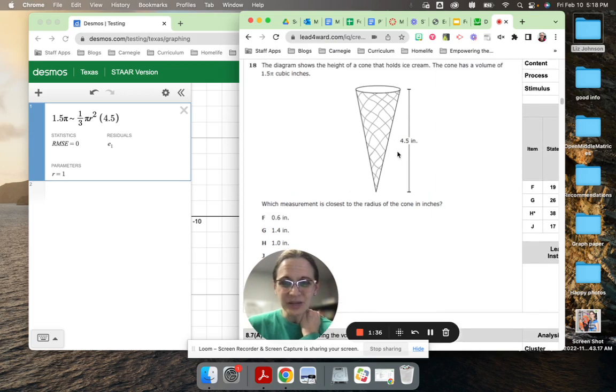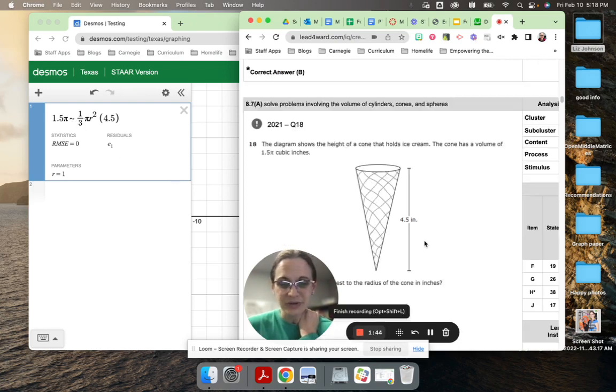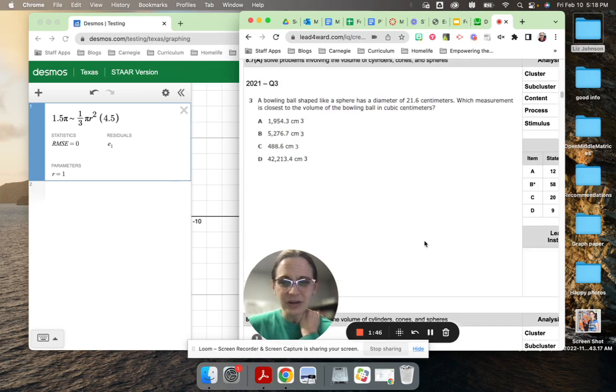So Desmos can be used to solve just about any equation as long as you use your tilde instead of your equal sign, because what it's really doing is doing a regression. Let's look at one more example with volume really quick.